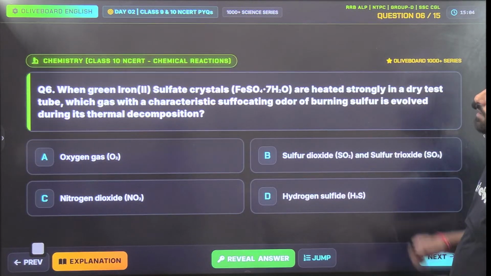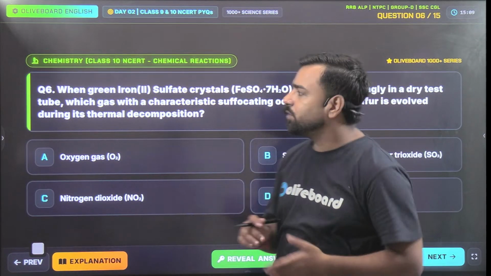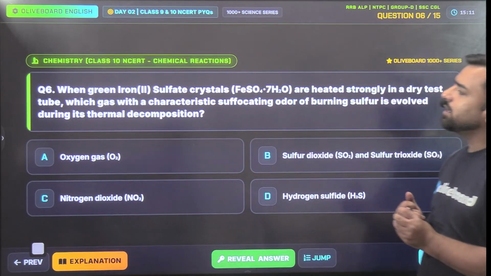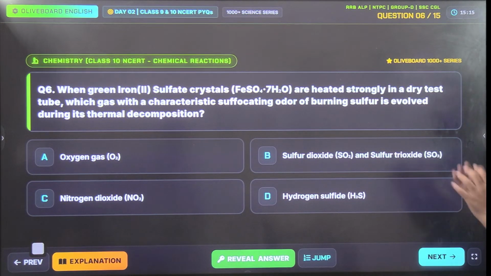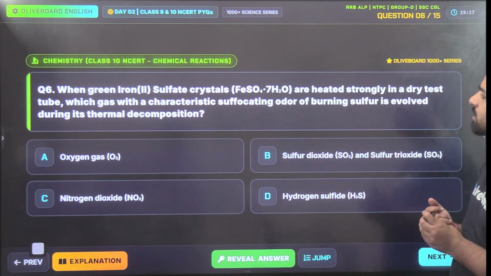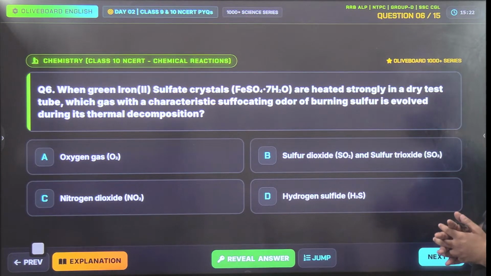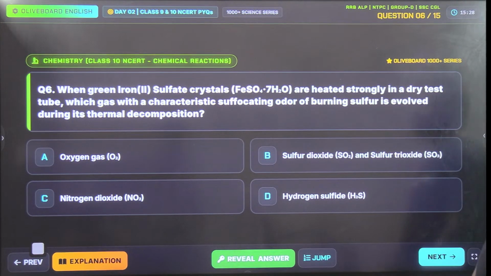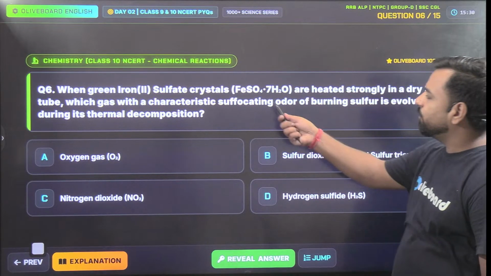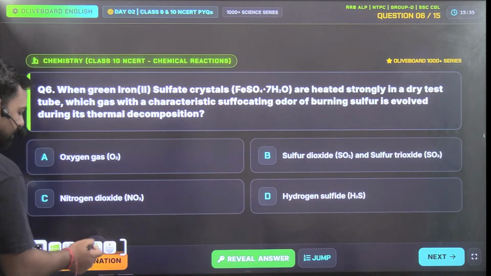Next. So we have completed 5 questions of physics. Now it's time for chemistry. What is the question here? When green iron sulfate crystals are heated strongly in a dry test tube, which gas with a characteristic suffocating odor of burning sulfur is evolved during its thermal decomposition? So now it's saying the suffocating odor of burning sulfur. So that means it's very clear.